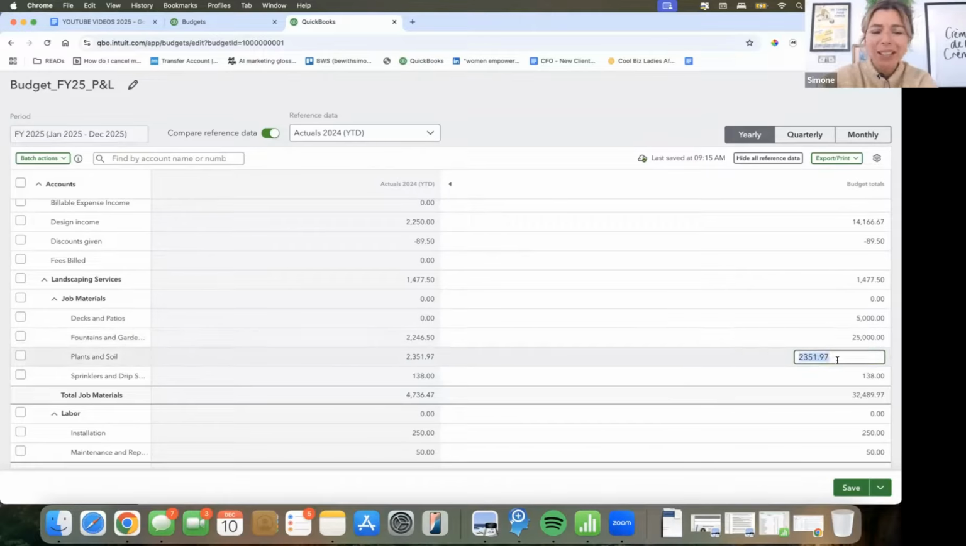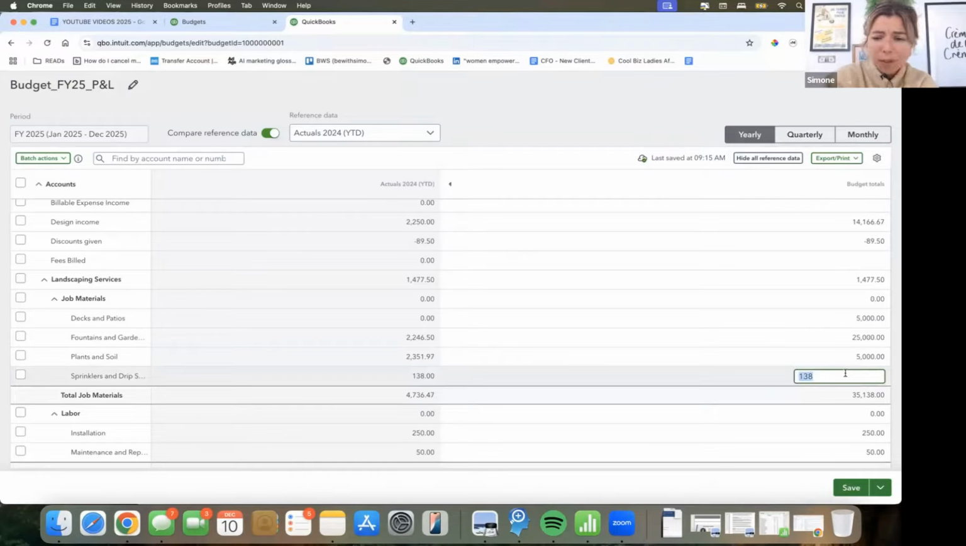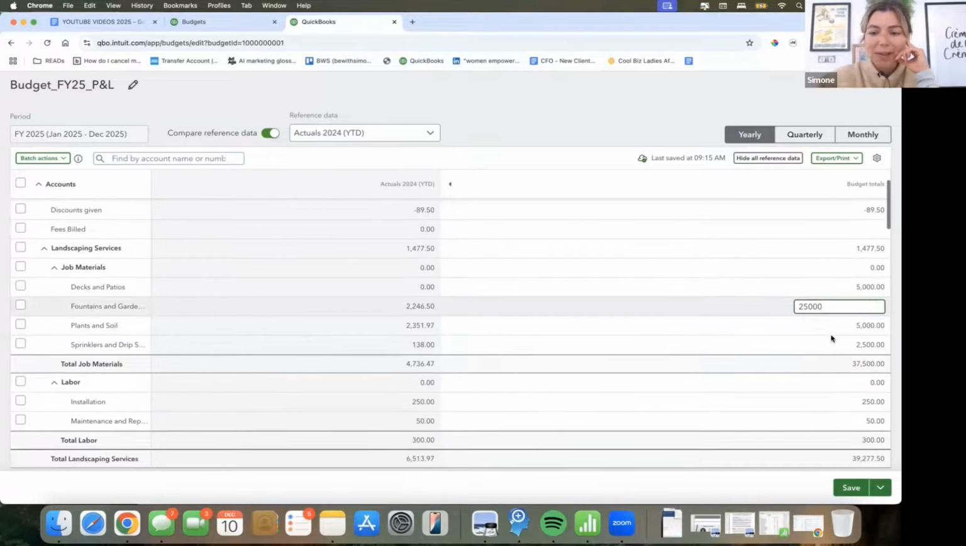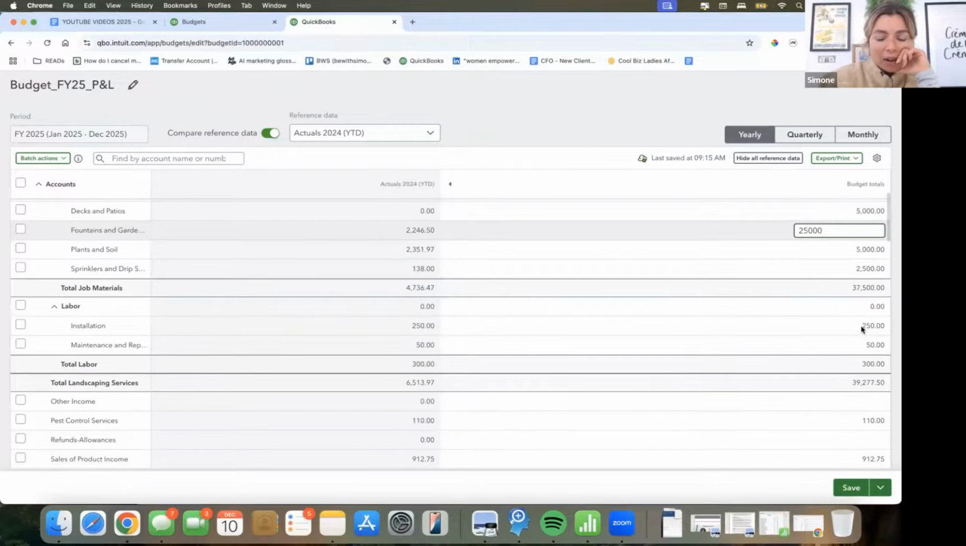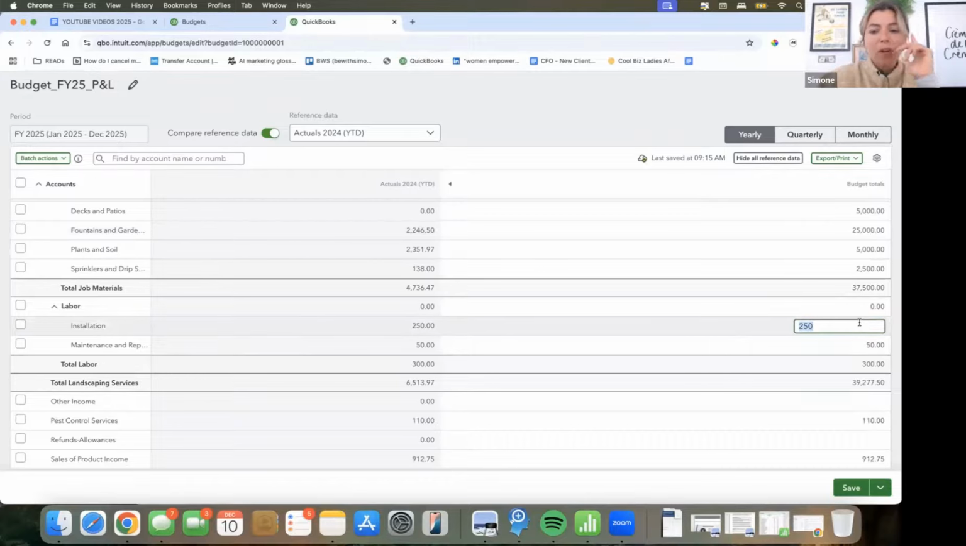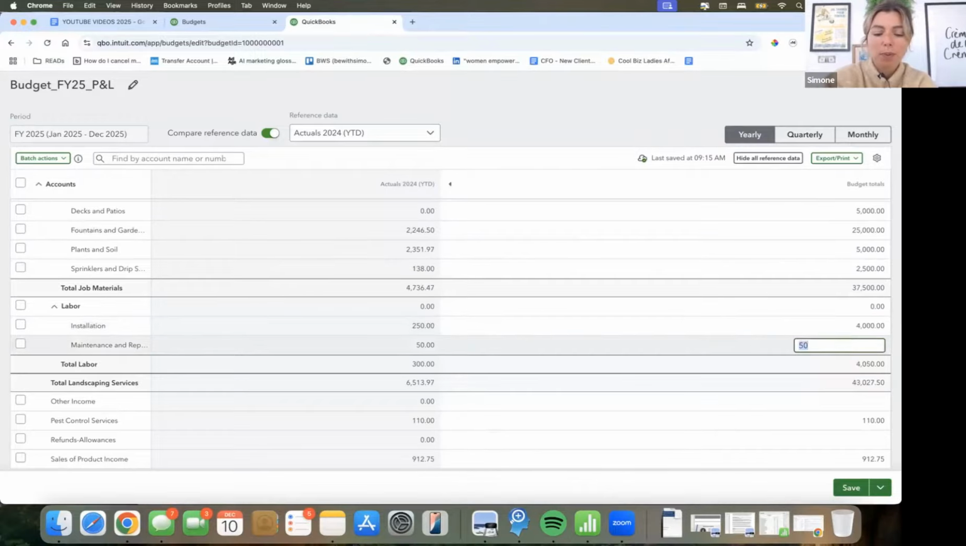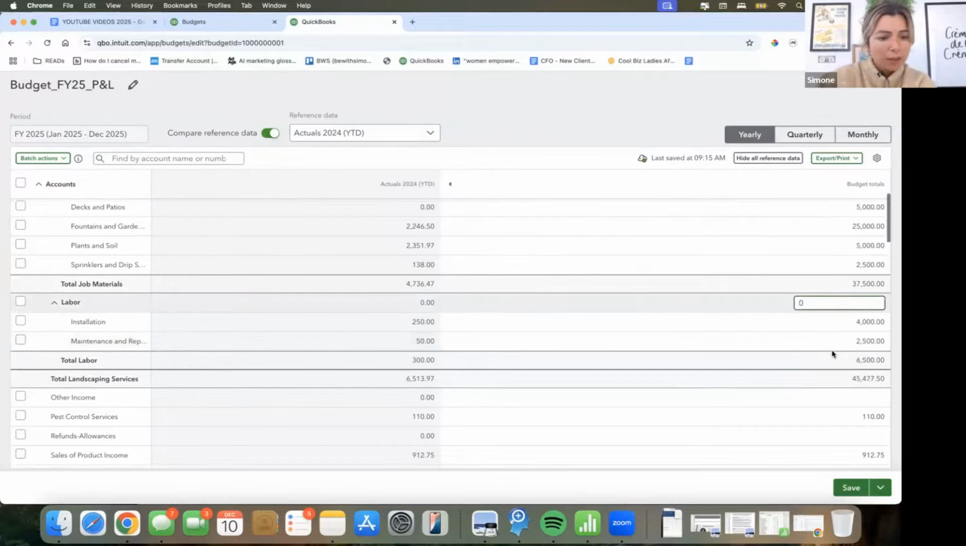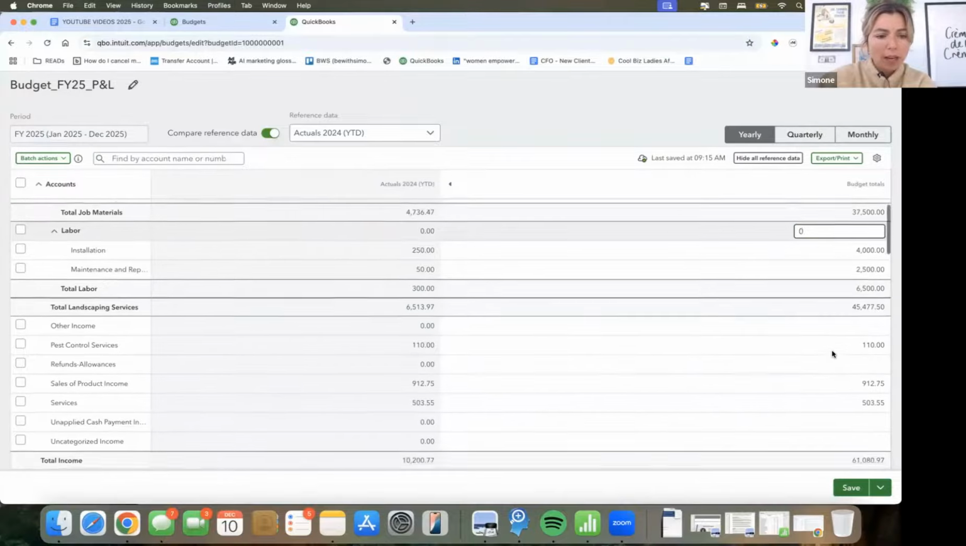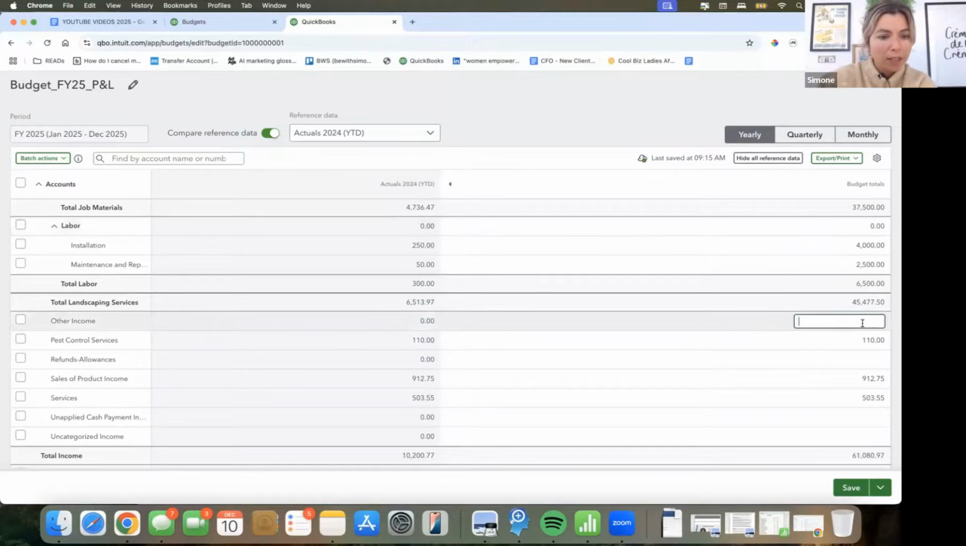Plants and soil, that's kind of year round, not such a big revenue stream, so let's do 5,000. Right, and sprinklers and drip, they kind of relate to all of these things, so 2,500. Now, again, I'm just playing around here. And then our installation, we also have labor revenue from installs and all that kind of stuff that we're going to rebill. Maintenance and repair, another 2,500. So this gets us up to, in landscaping, 45,000.